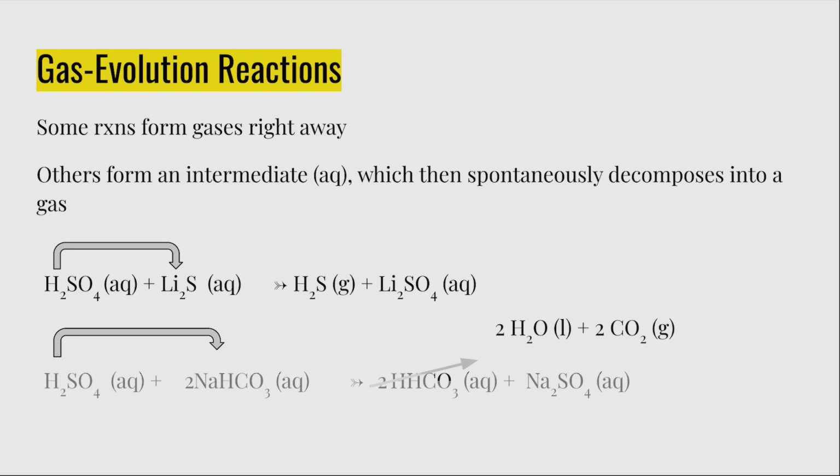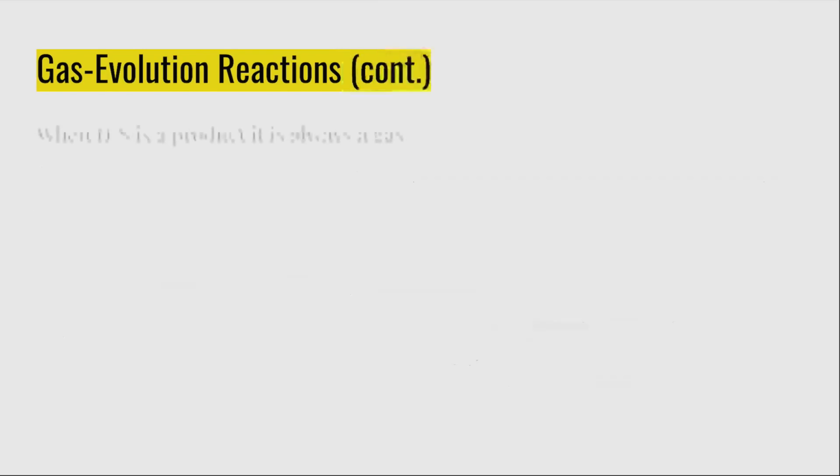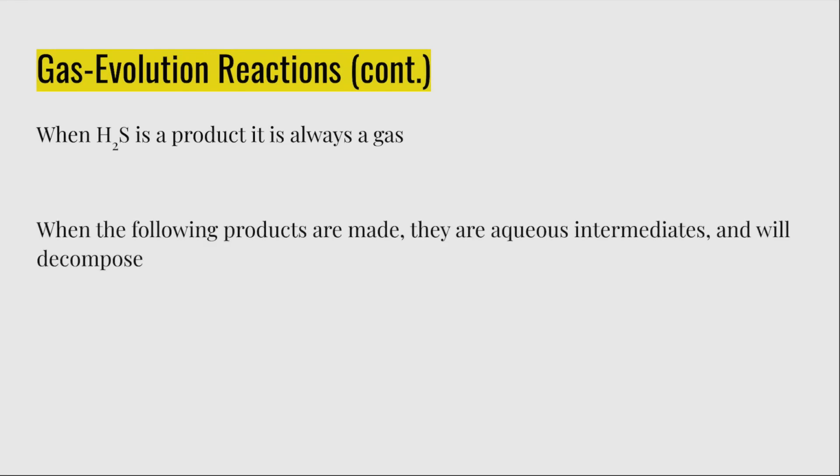The second reaction, based on our double replacement, doesn't look like there's a gas, but there's a spontaneous decomposition. Okay, so here's breaking this out. When H2S is a product, it is always a gas, and this is something we'll have to get into our brains. And then when the following products are made, they are aqueous intermediates and will decompose. Okay, so we just saw this first one, H2CO3. And then we see H2SO3, which is going to be an aqueous intermediate, and then also NH4OH. Okay, so there's technically 4 products that are going to lead us to think we have gas evolution.